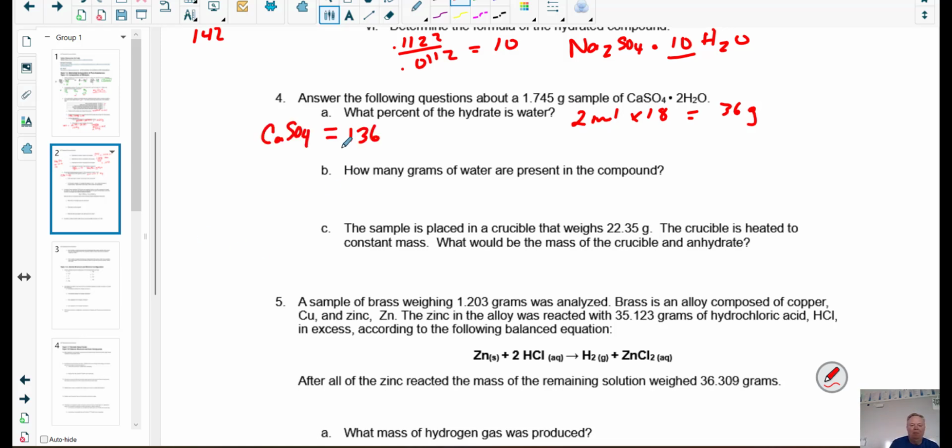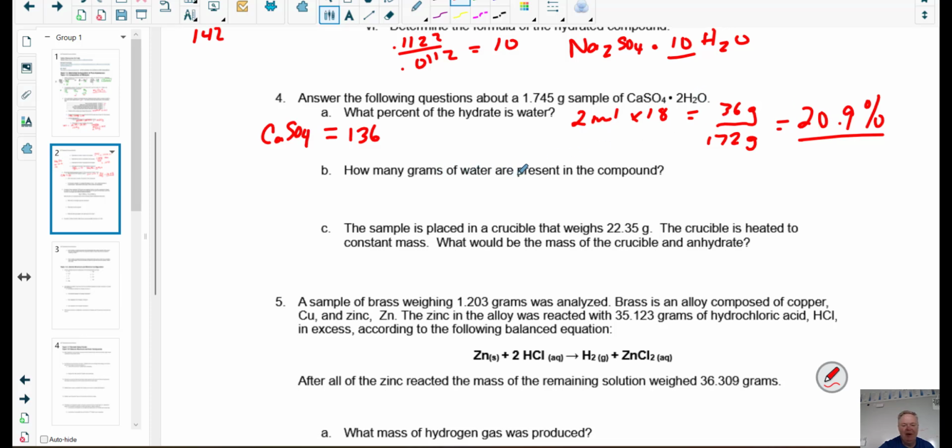So now we know the molar mass of calcium sulfate. So calcium 40, sulfur 32, oxygen, there are 4 of them, so it'd be 64. That makes 136. So therefore, the total mass of the whole compound, 36 and 136, makes 172. So I can take what is the water out of the 172 total and give me a percent, which would give me 20.9% water out of the compound.